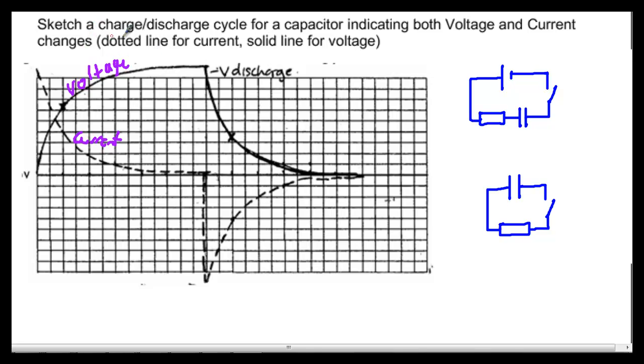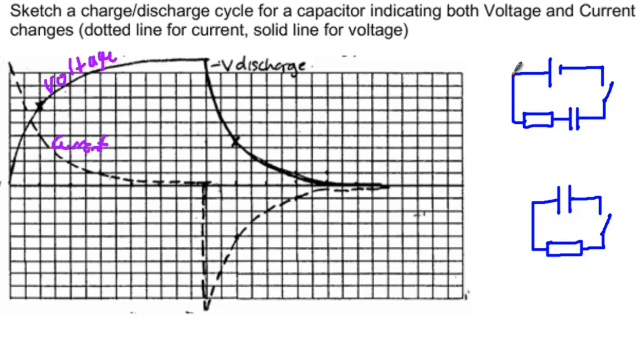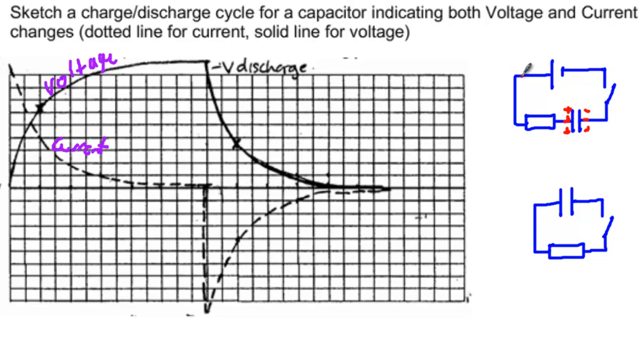Question number 9. Sketch a charge discharge cycle for a capacitor indicating both voltage and current. Okay, so we've got our voltage graph here and we've got our current graph here. So this is our charging circuit, and when we close this circuit, we have a build-up of charge. So we have a whole bunch of pluses come onto this plate here, and a whole bunch of negative charges come here. So initially the current flows out of the power supply and onto the plates of the capacitor.